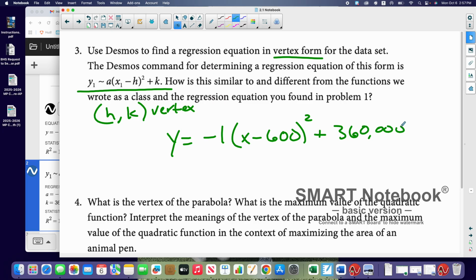Okay? Now, if I have it written like that, it's kind of nice because I get my vertex really easy. There's my width, and there's my area. I'm finding the same answer, it just looks different. That's all I'm doing. So we've kind of got the answer to question 4 already.